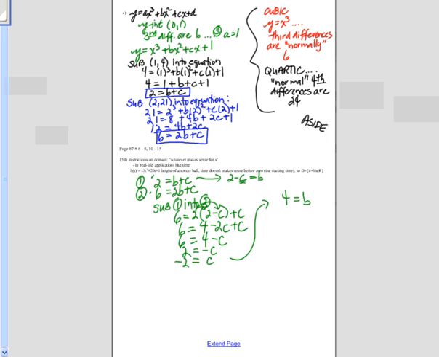Finally, we have our equation for that cubic. y equals 1x cubed plus my b value is 4x squared plus my c value is minus 2x and my y-intercept was 1. That is the equation of our cubic.